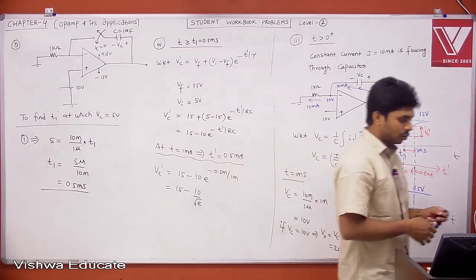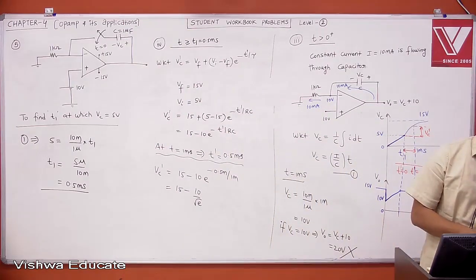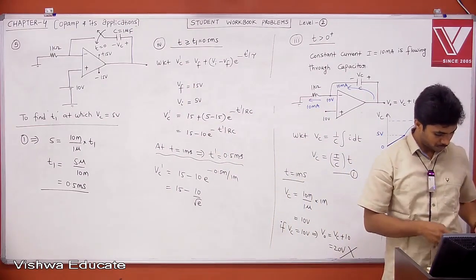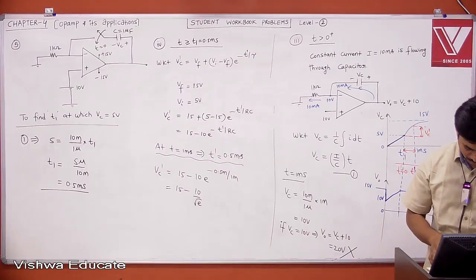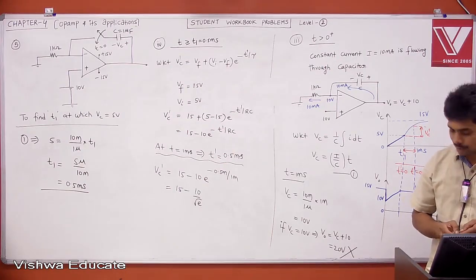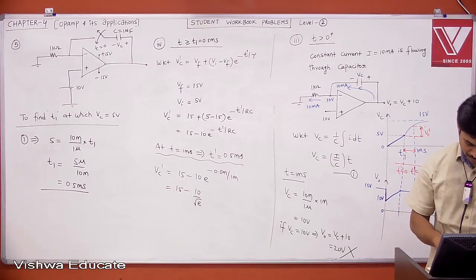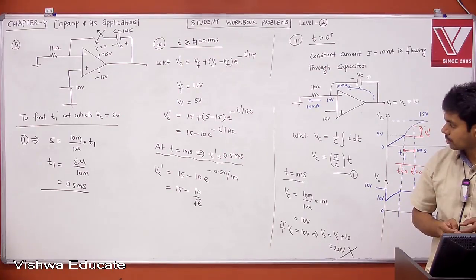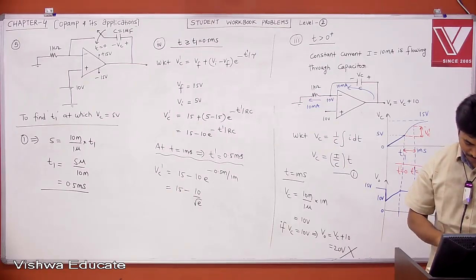Therefore, what is root E? First of all, what is E? 2.7321. If you take it like that, the square root of it is 1.65. 10 by 1.65, you'll get 6.05. Then minus 15, you will get 8.939.